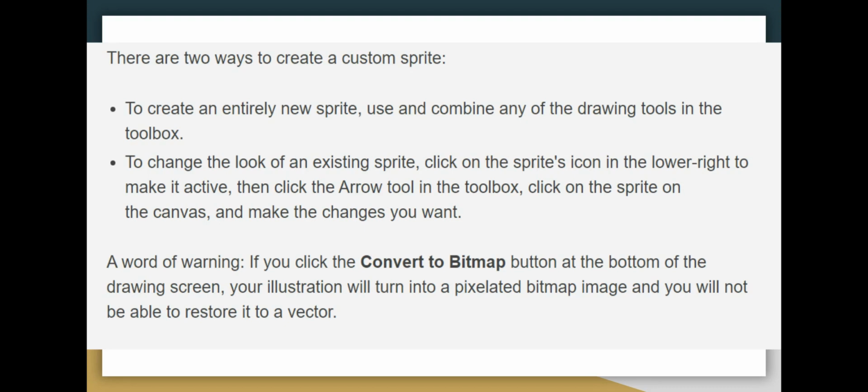Now, watch out. If you click Convert to Bitmap at the bottom of your drawing screen, your illustration will turn into a pixelated bitmap, also known as a raster image, and you will not be able to turn it back into a vector. So be very careful. I would always save your project before you do any conversion to bitmap, because you may be sorry if you don't do that.